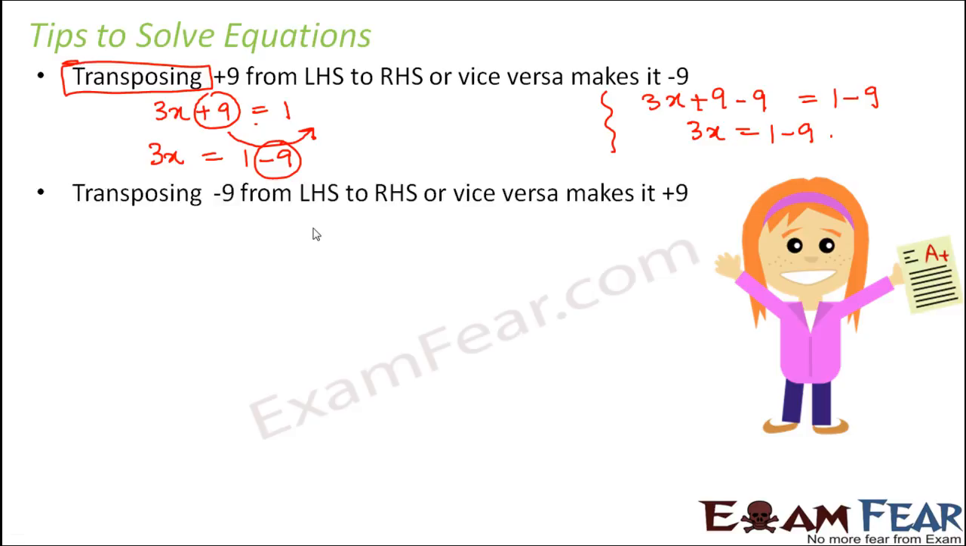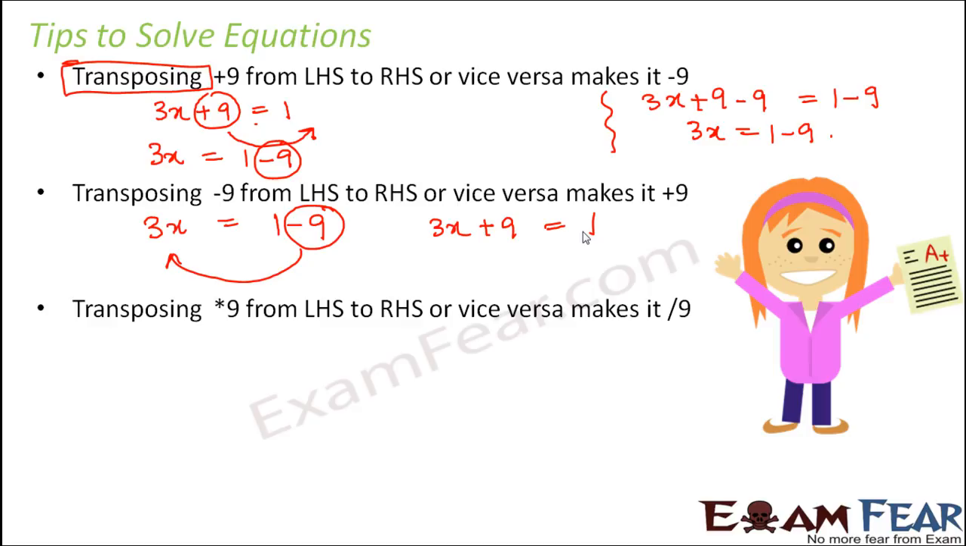Similarly, if you are transposing a negative number, that is minus 9, from one side to another, it becomes plus 9. Let's say you have 3x is equal to 1 minus 9. This minus 9, if you want to shift to this side, becomes plus 9. So that's how it works. Whatever is plus on this side becomes minus on that side. Whatever is minus on that side becomes plus on this side.